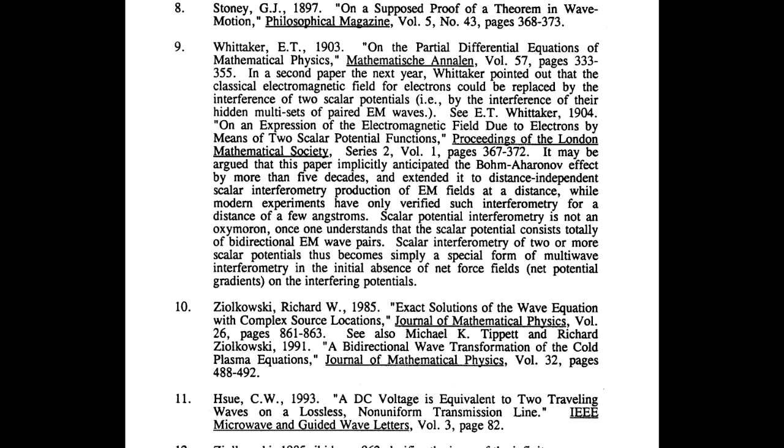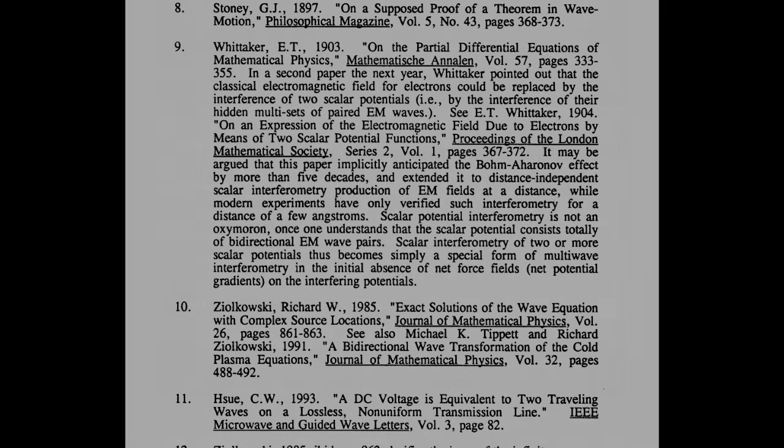Scalar potential interferometry is not an oxymoron once one understands that the scalar potential consists totally of bidirectional EM wave pairs. Scalar interferometry of two or more scalar potentials thus becomes simply a special form of multi-wave interferometry in the initial absence of net force fields, net potential gradients, on the interfering potentials.